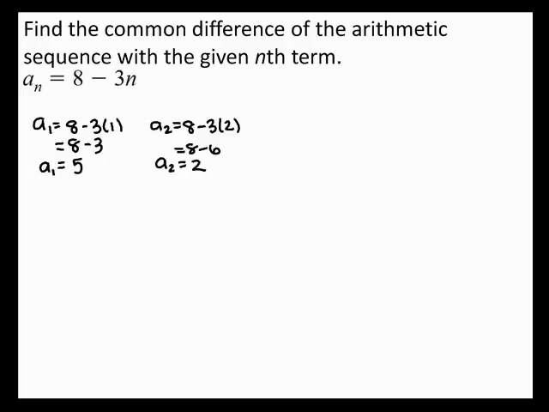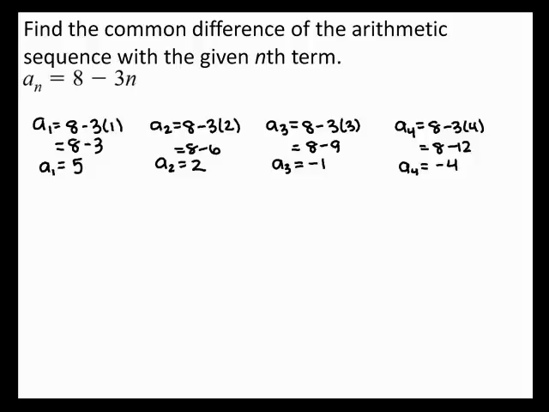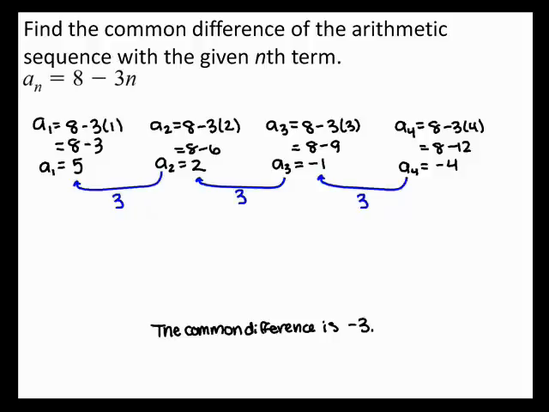Substitute 3 in for n. Simplify negative 3 times 3. Simplify 8 minus 9. You find that a sub 3 is equal to negative 1. Substitute 4 in for n. Simplify negative 3 times 4. Simplify 8 minus 12. You find that a sub 4 is equal to negative 4. To get from negative 4 to negative 1 to 2, and from 2 to 5, you need to add 3. So the common difference is negative 3.